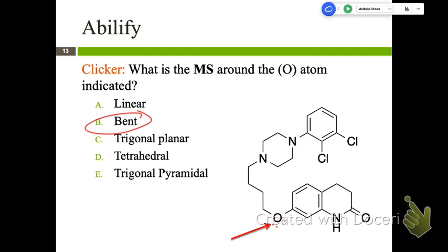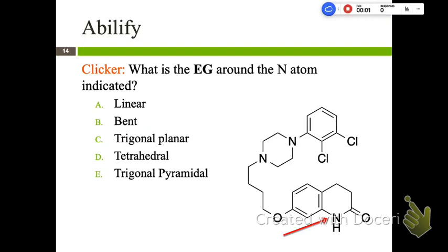No. You want to do one more really quick? Yes. All right, we're going to do this as a speed round. That nitrogen at the bottom, what's the electron geometry around that nitrogen? What's the first question you ask yourself? Is anything missing? You have to fill that in first if anything's missing.